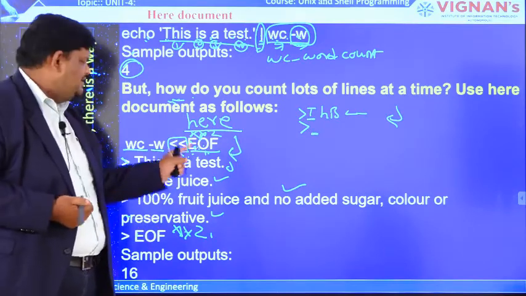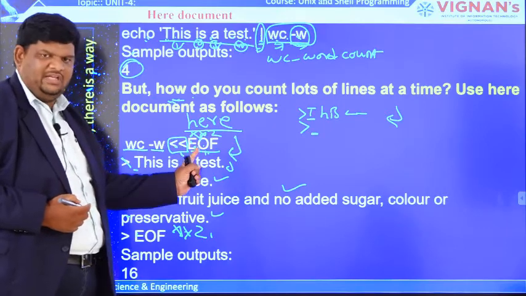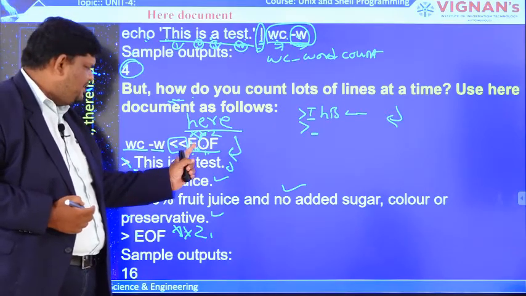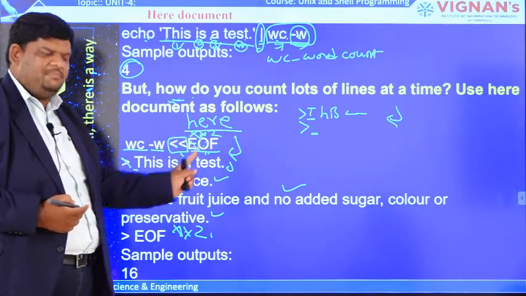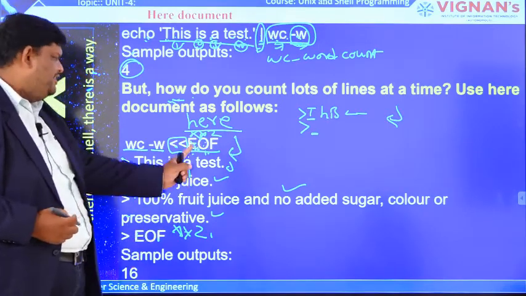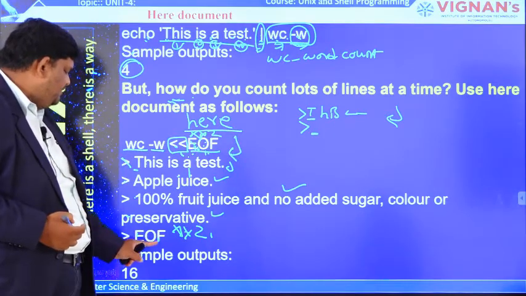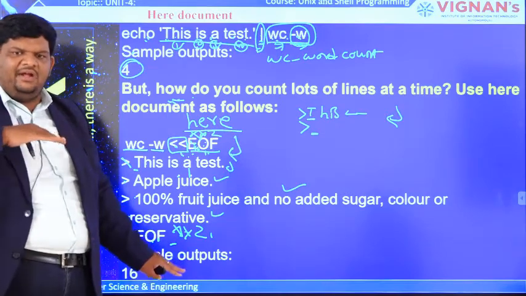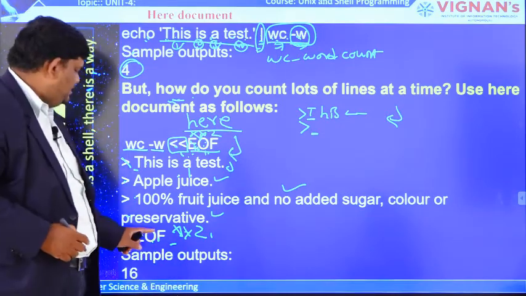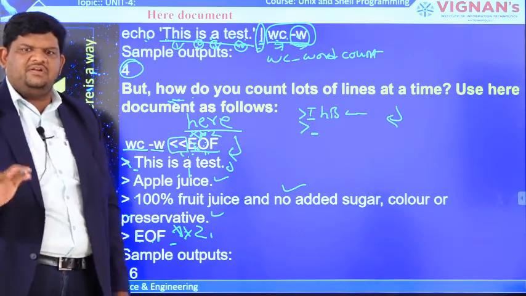So the syntax is, along with this here document, we have to give one delimiter. If you want to terminate the here document, we have to give the same delimiter here. Here we gave the delimiter EOF. When the user types this EOF, it will never take any more input from the user. That means that is the end of the user's data. So for that reason we have to give a delimiter. There is no condition, we can give any sort of string.